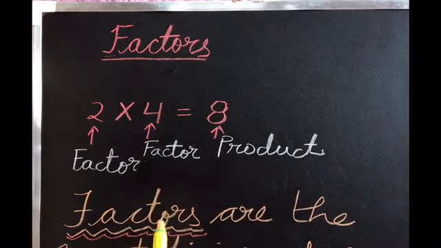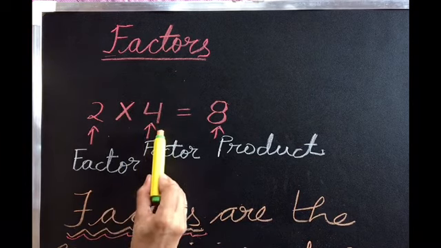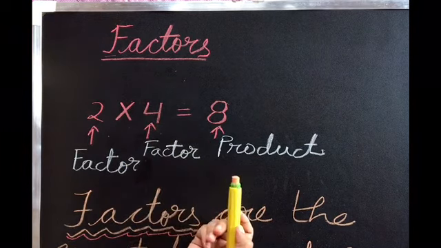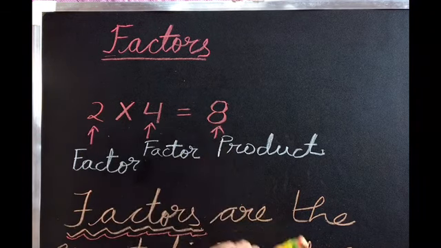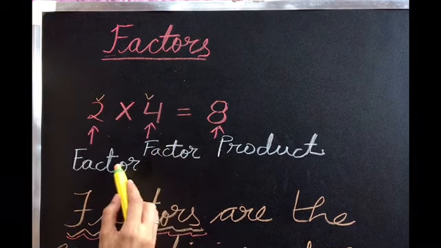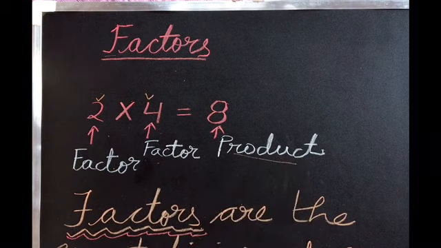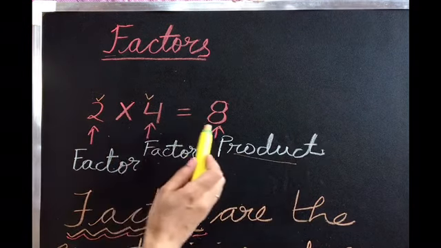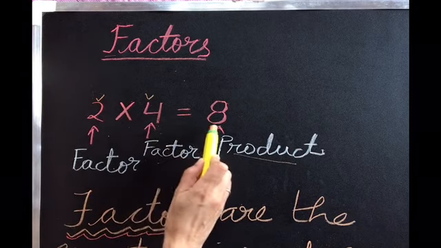Hello students, today our topic is factors. Let us take an example to understand what exactly the factors are. 2 multiplied by 4 is equal to 8. Now these 2 and 4 are the factors, and as you know this is the product. Now you can see 8 comes in the table of 2 as well as in the table of 4.